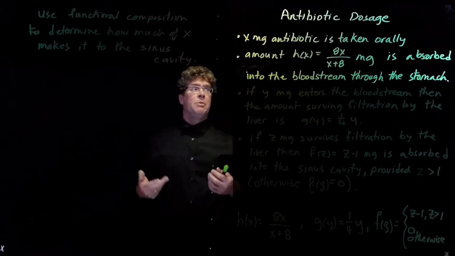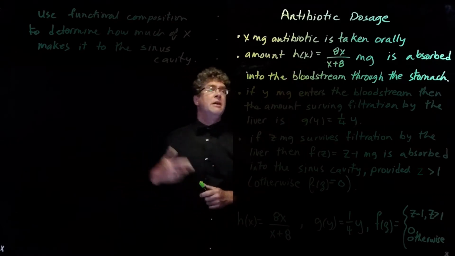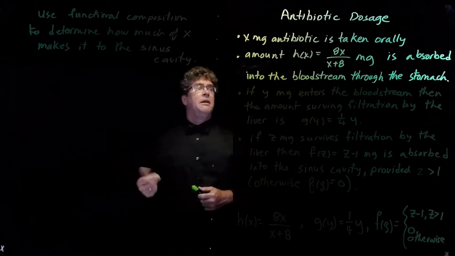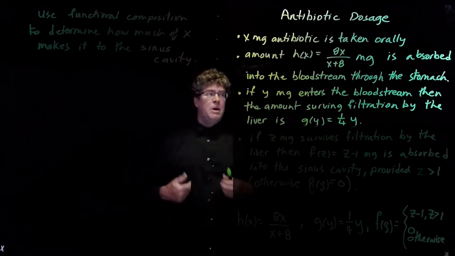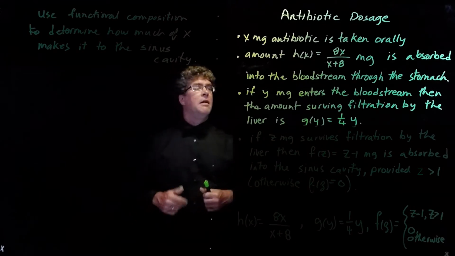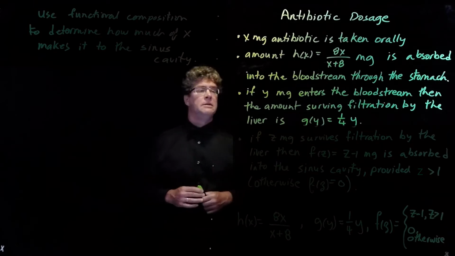then we have a certain amount that's absorbed into the bloodstream, and we call that H of X, 8X divided by X plus 8. And then if Y milligrams enters into the bloodstream, then there's a certain amount surviving filtration by the liver, because the liver is going to take some out, and that would be G of Y, which would be about a quarter of Y.